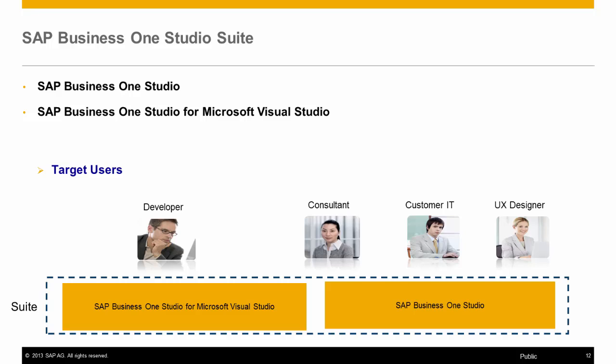SAP Business One Studio consists of 2 editions, SAP Business One Studio and SAP Business One Studio from Microsoft Visual Studio. The SAP Business One Studio is geared towards technical IT, UI designers, and consultants, allowing for easy creation of new or modifying existing forms. SAP Business One Studio from Microsoft Visual Studio is geared towards the developers, as it is tightly integrated with Microsoft Visual Studio and .NET, and allows for code generation.